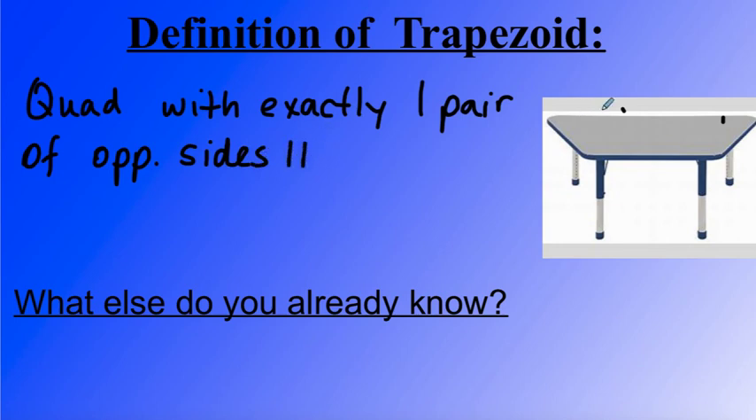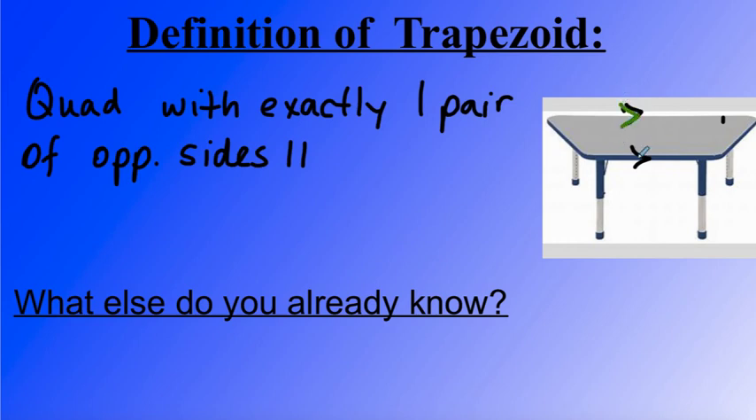Now, that "exactly one" is important because if I had both pairs of opposite sides parallel, then I'd be a parallelogram. And a trapezoid is not in the parallelogram family. It is not a special parallelogram. It is a quadrilateral with only one pair of opposite sides parallel.